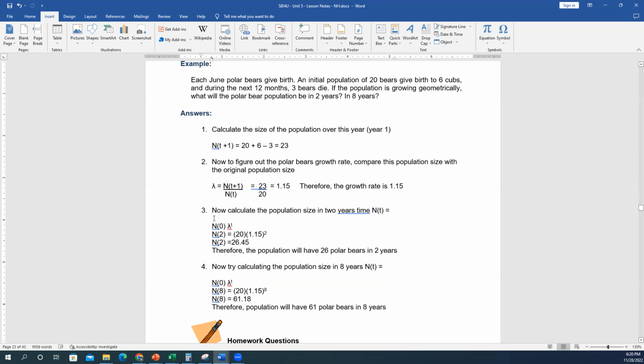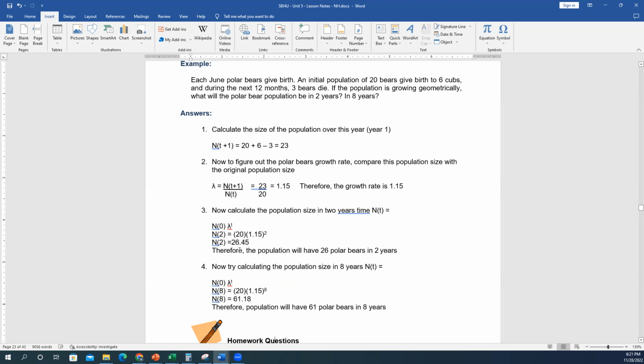So we simply rearrange that equation and we substitute in that at N of 2, we have the population size times the growth rate to the power of 2. And we see that in 2 years' time, we will have about 26 polar bears. Not 26.45, because you cannot have 0.45 of a bear, but 26 polar bears.